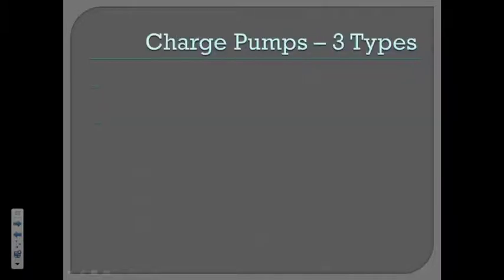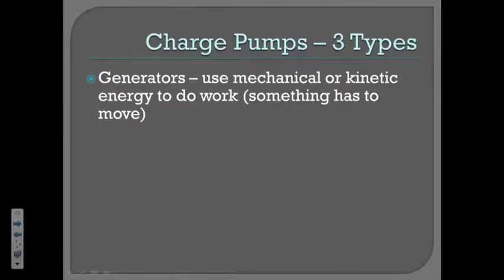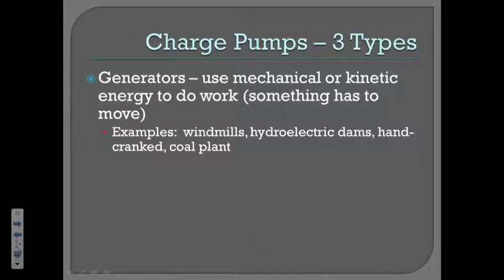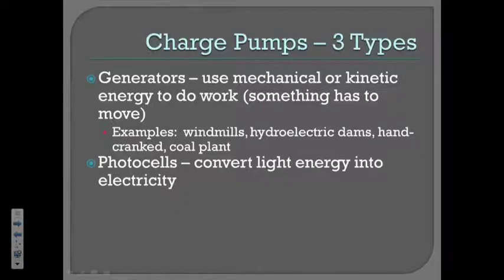All right, so let's talk about charge pumps and the three types that there are. The first type is generators. These are things that use mechanical energy or some sort of kinetic energy, where you're doing work and it turns it into electrical energy. For example, windmills, hydroelectric dams, hand cranks, and coal plants. All these things take mechanical energy and can turn it into electrical energy if we so choose to do that.